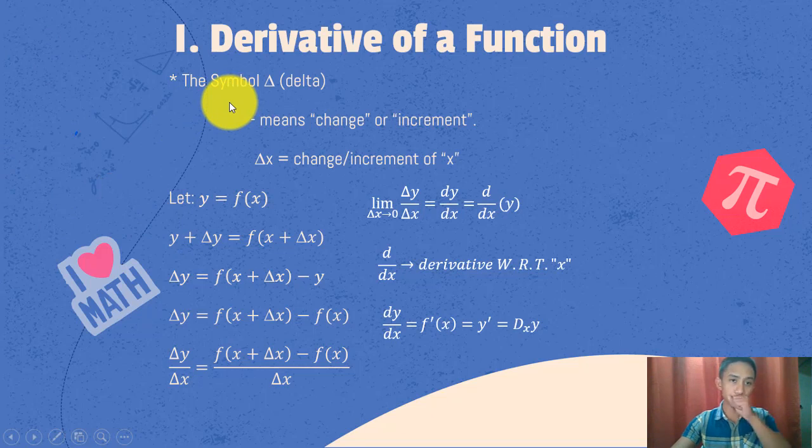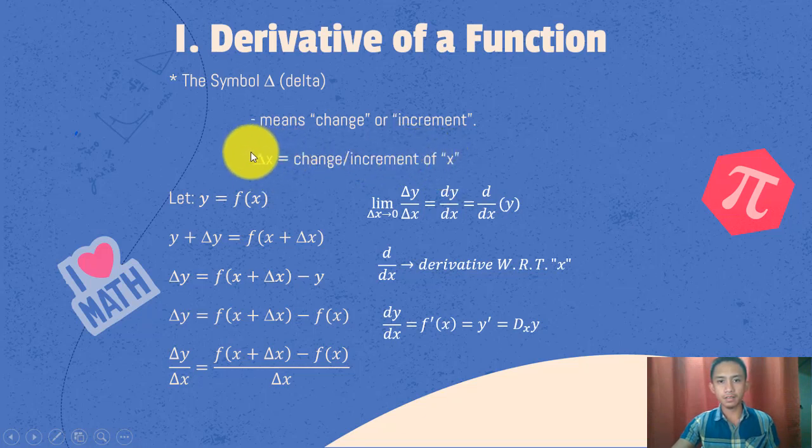Before anything else, let's start with this so-called symbol delta. It looks like a triangle. It is a big letter delta in your Greek letters. The meaning of that is change or increment. So if I pair that delta sign with any variable, for example x, it would be read change of x, or you can call it increment of x. Again, if delta is paired, that means change of the variable.